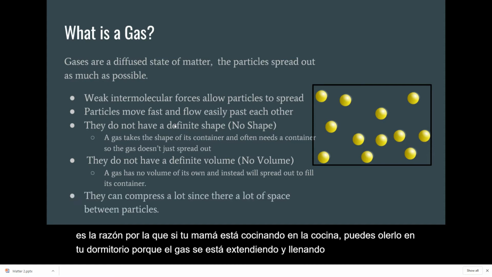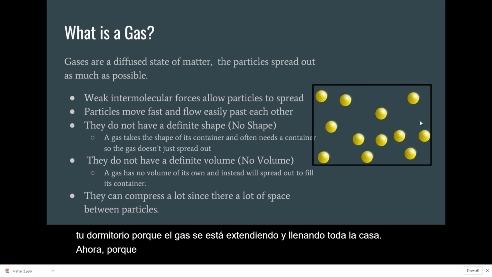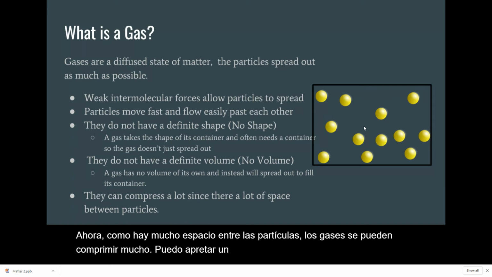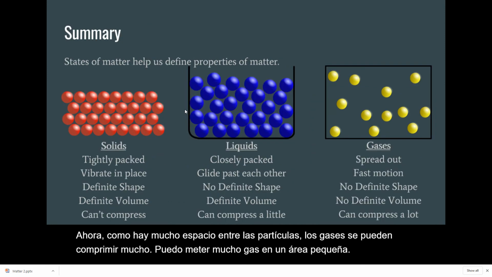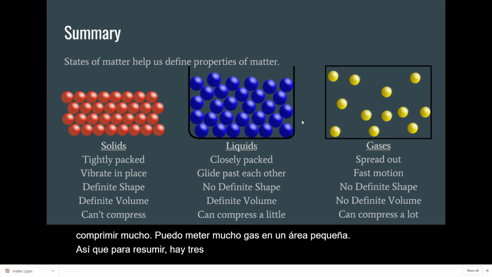Now, because there's a lot of space between the particles, gases can be compressed a lot. I can squeeze a lot of gas into a small area. So, to summarize, there are three states of matter: solid, liquid, and gas.